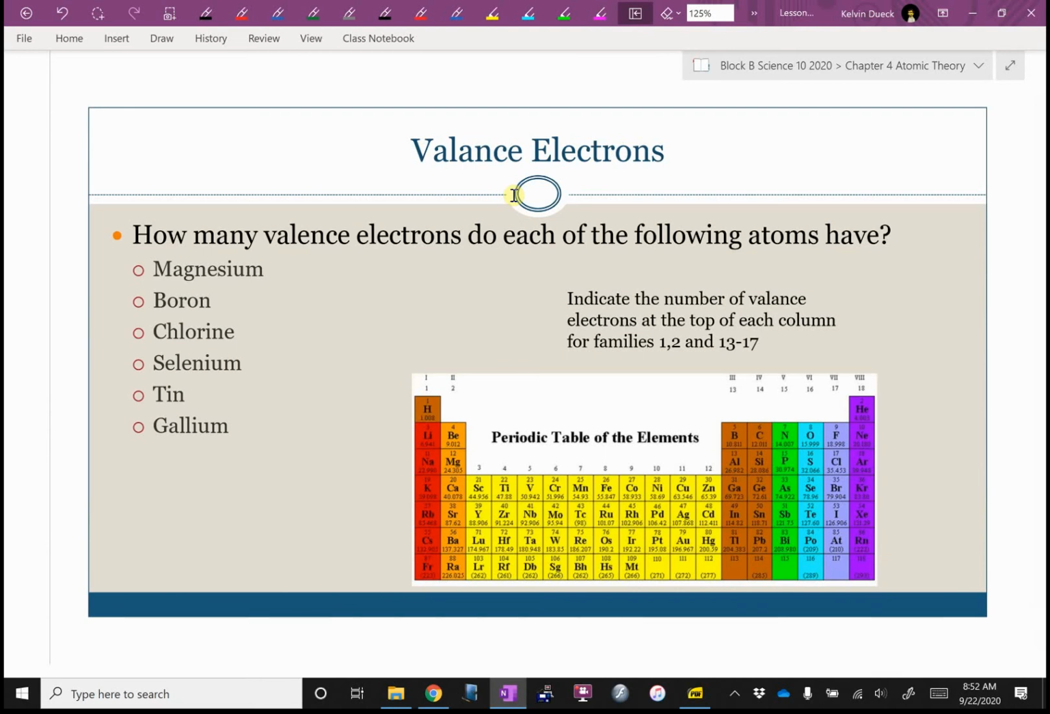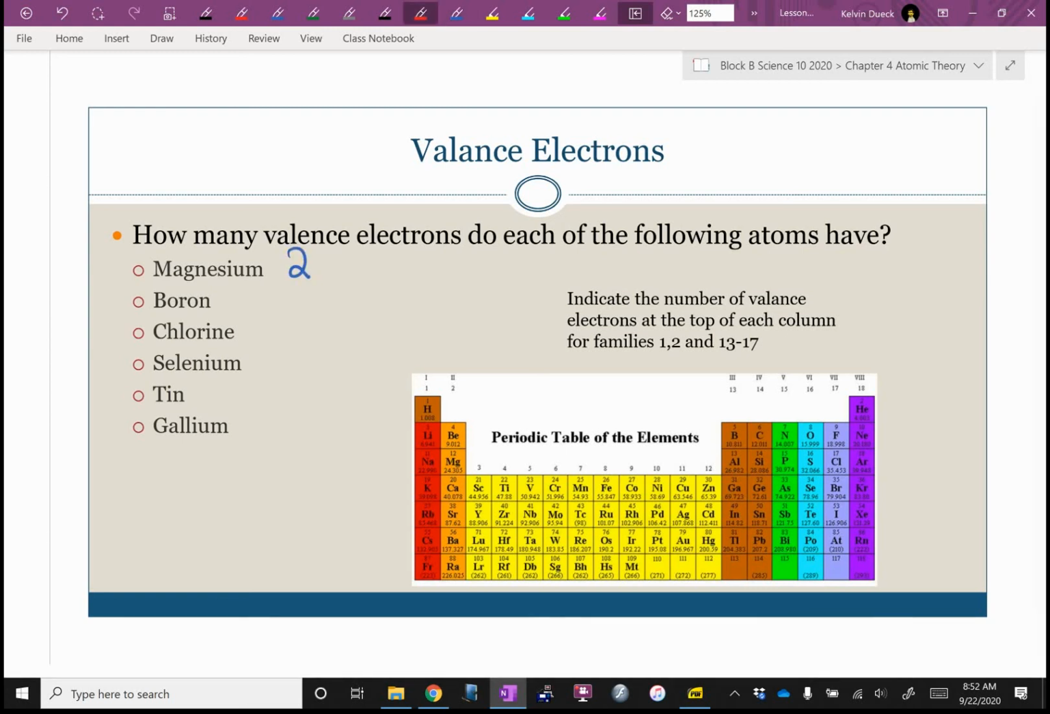So, magnesium. How many valence electrons? First, you got to find magnesium. Magnesium is element number what? How many protons does magnesium have? 12. How many electrons when it's an atom? 12. What's its mass? 24.3, which rounds to 24. 24 take away 12. It also has 12 neutrons. Stuff we can all get already. How many valence electrons does magnesium have? 2.